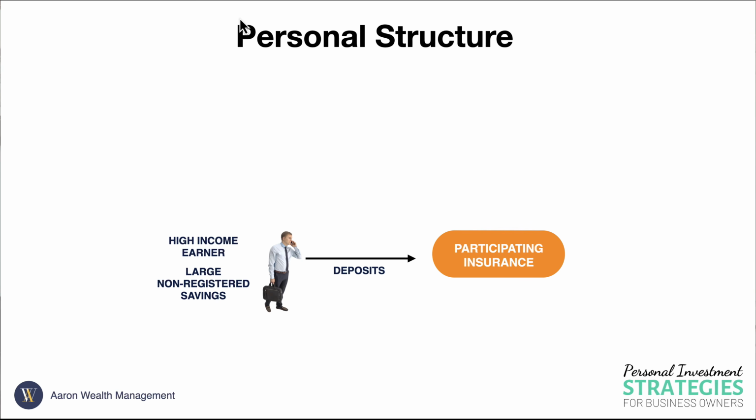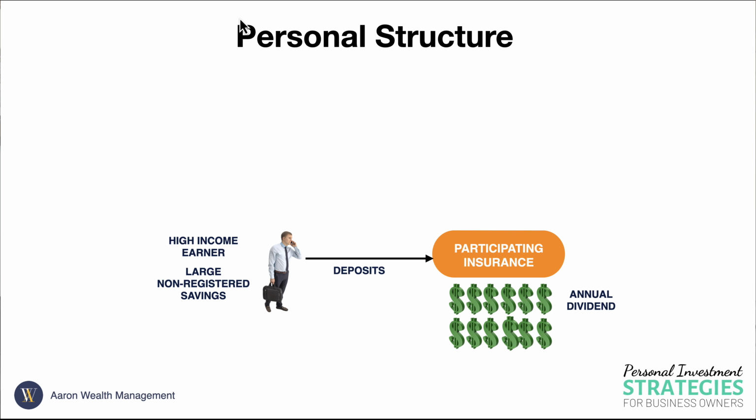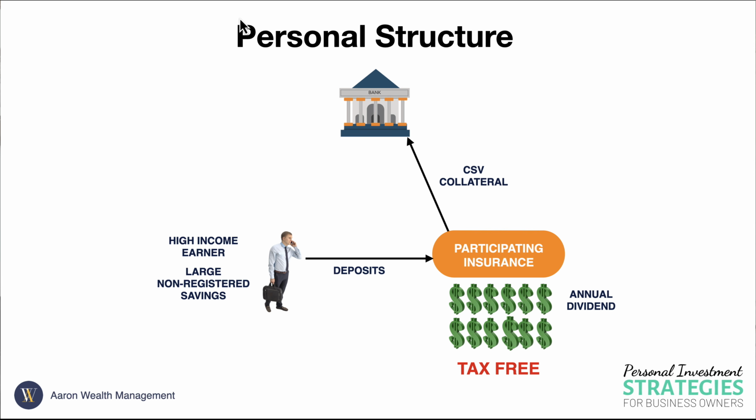So what do we do? We open up a whole life insurance or participating life insurance. You deposit that cash from your non-registered account, not from your RSPs, from your non-registered account, into life insurance. The life insurance gets a dividend, so you're actually getting this tax-free dividend coming into your life insurance. Don't pay any income tax on it. Then you're going to take that cash and you're going to collateralize it. You're going to go to a bank. You're going to say, I'd like to take this cash value and I'd like to borrow against it in order to use that as a loan.